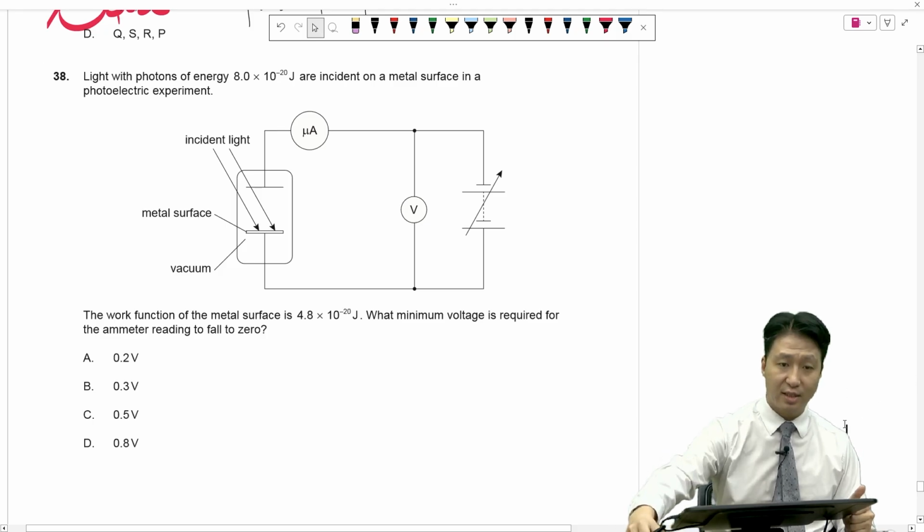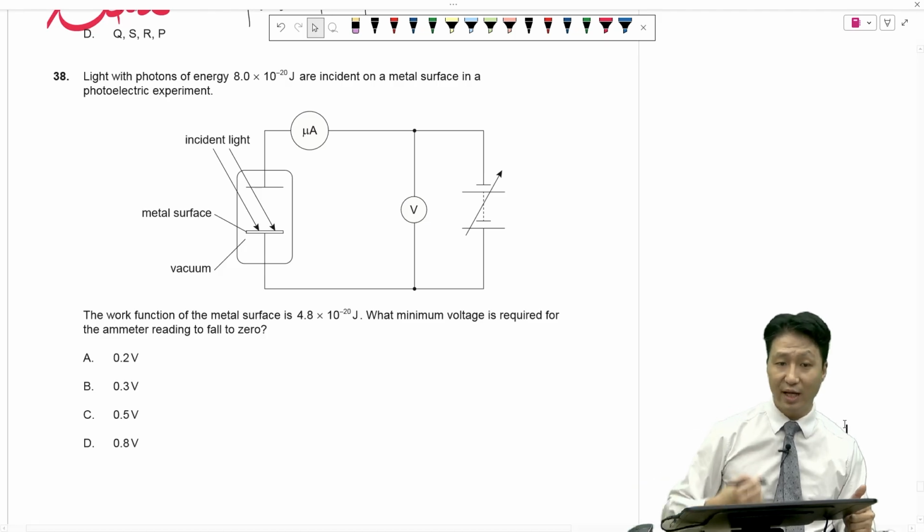Number 38. Light with photons of energy 8 times 10 to the negative 20 joules are incident on the metal surface in a photoelectric experiment. The work function of the metal surface is 4.8 times 10 to the negative 20. What is the minimum voltage required for the ammeter reading to fall to 0?